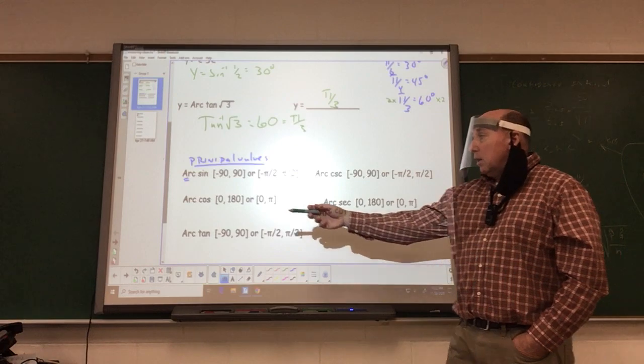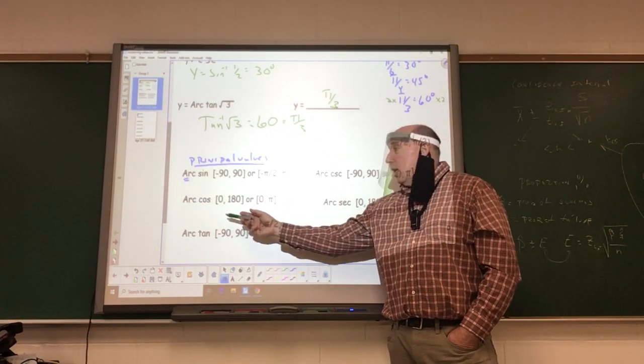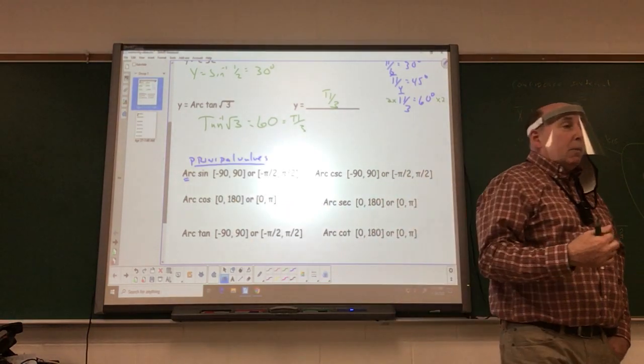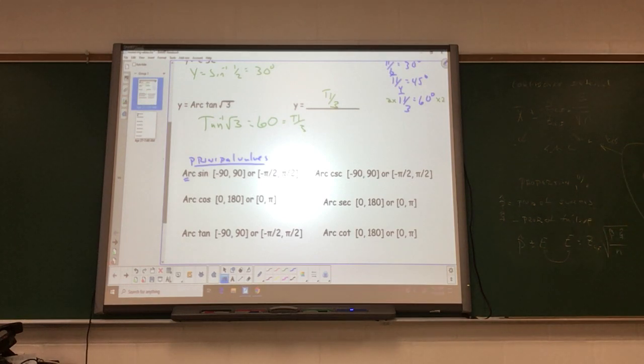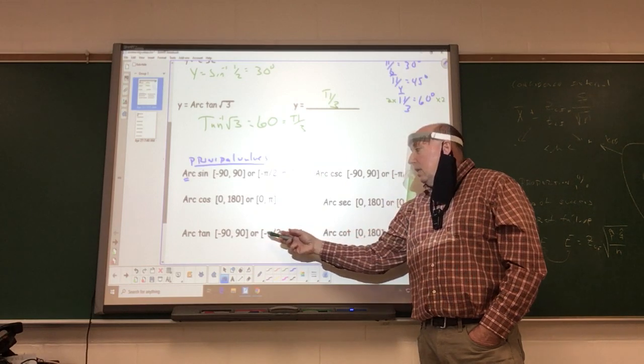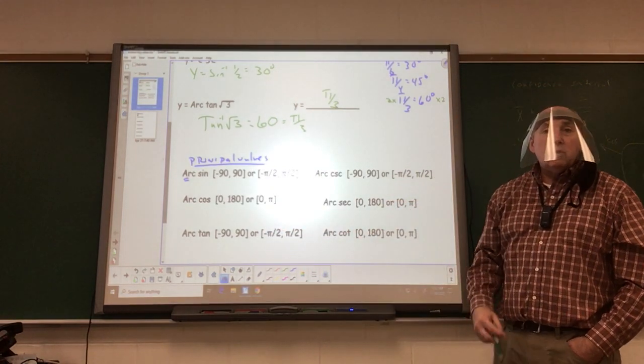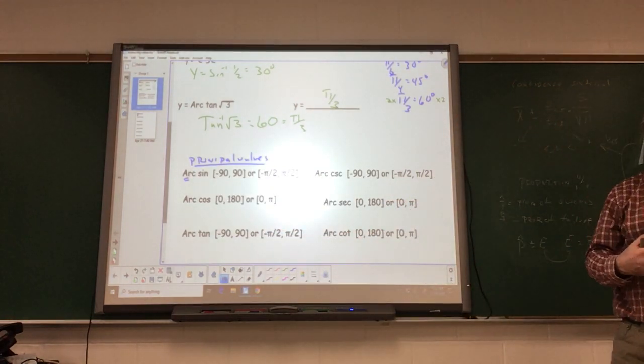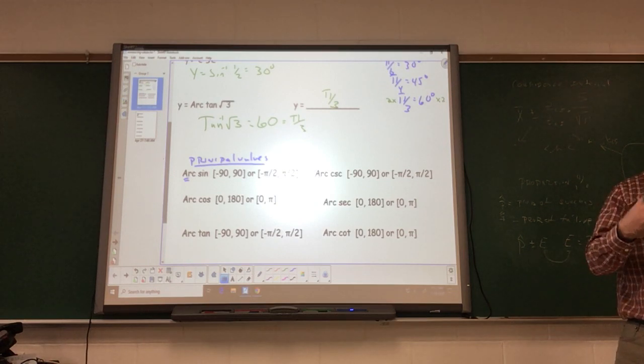If I deal with the arc cosine, which is the inverse cosine, my angle measures are going to be between 0 and 180 degrees. Your calculator will do that for you. It is programmed, it is set up to give you the principal value, or 0 to pi. Tangent, negative 90 to 90, or negative pi over 2 to pi over 2. Your calculator is set up. Once again, if I take the inverse tangent of a negative value, I'm going to get a negative angle between 0 and negative 90 degrees.